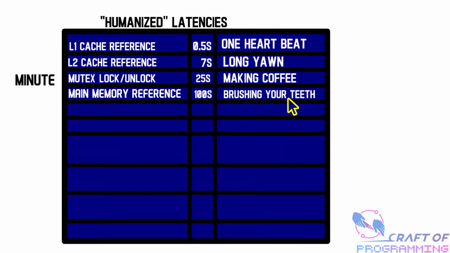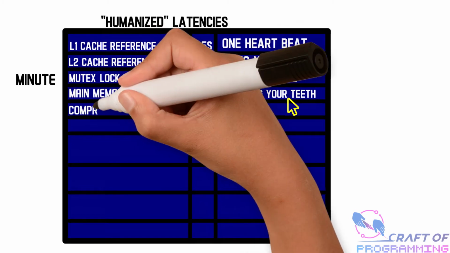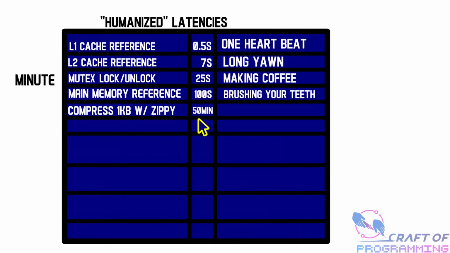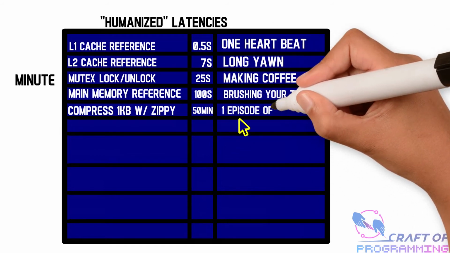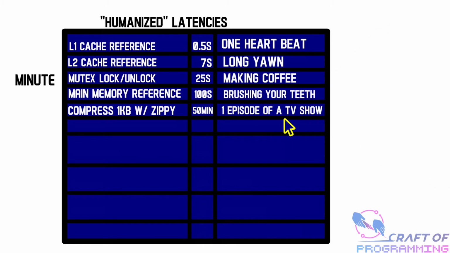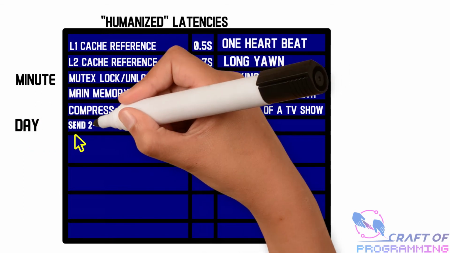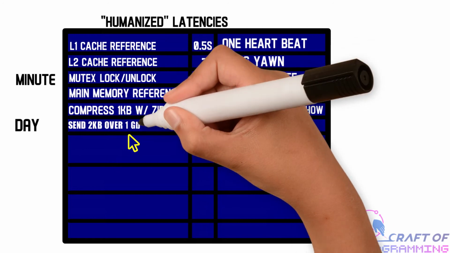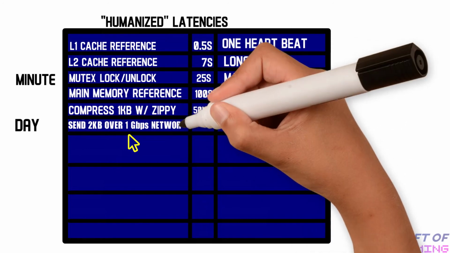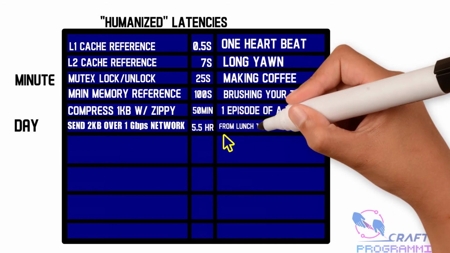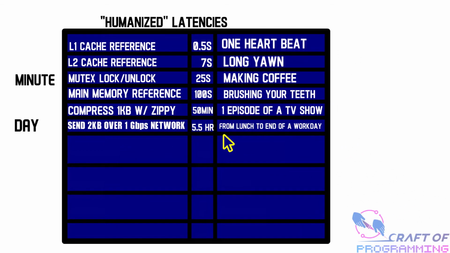Now we move from the minute time scale to the hour time scale. And here I have an example of compressing 1 kilobyte with the Zip tool, which takes 50 minutes, or the duration of one episode of a TV show. Now we move on to the day time scale, which, for example, is the time it takes to send 2 kilobytes of data, say a file, over a 1 gigabit per second network. 5.5 hours, or the time of an afternoon working day.